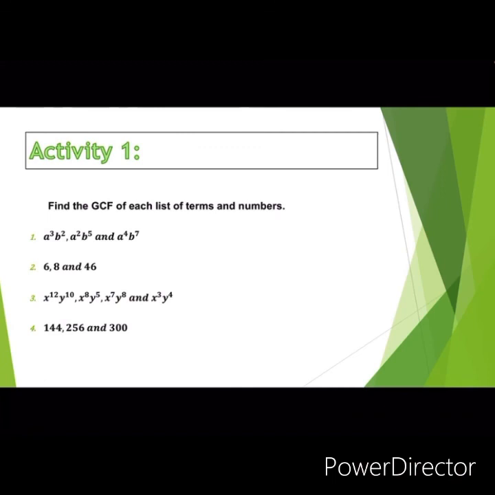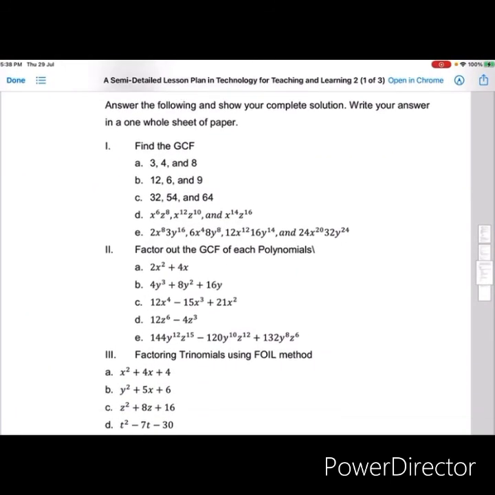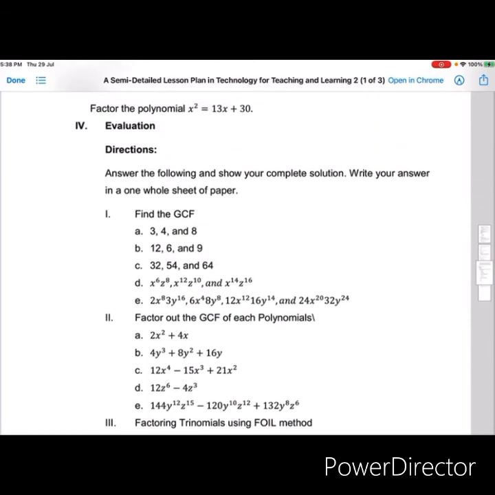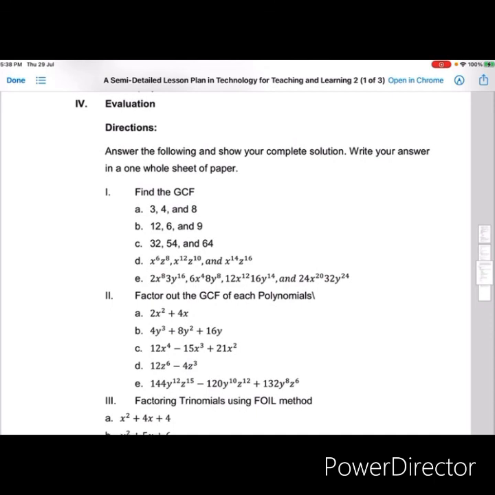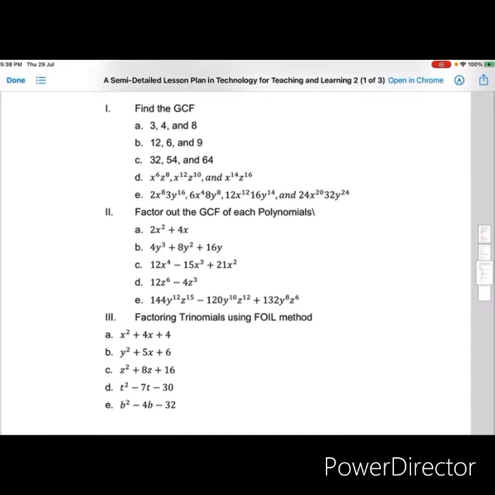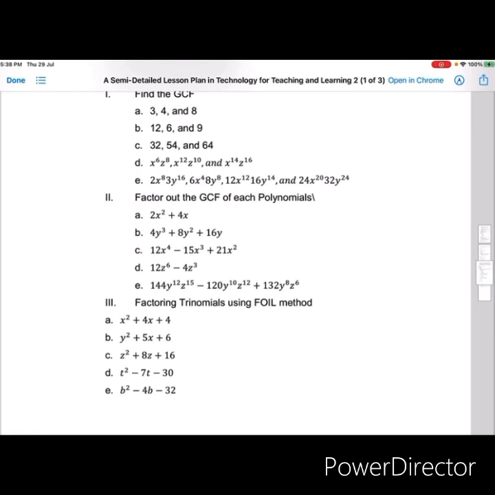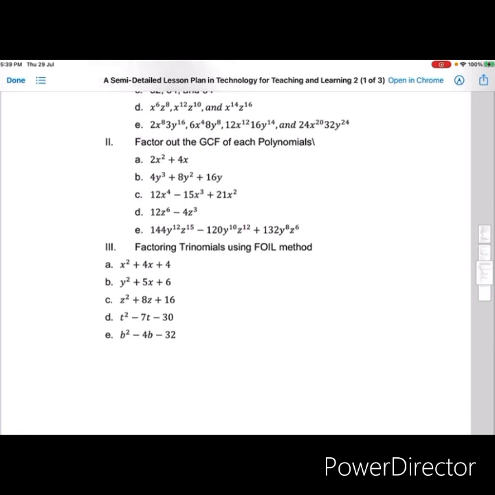Okay. Thank you so much for your participation, class. We do not have enough time to continue this, so I've prepared an evaluation or assessment here, and I will post it on our Google Classroom. Answer the following and show your complete solution. Write your answer on one whole sheet of paper. Make sure that you will pass it before the deadline.